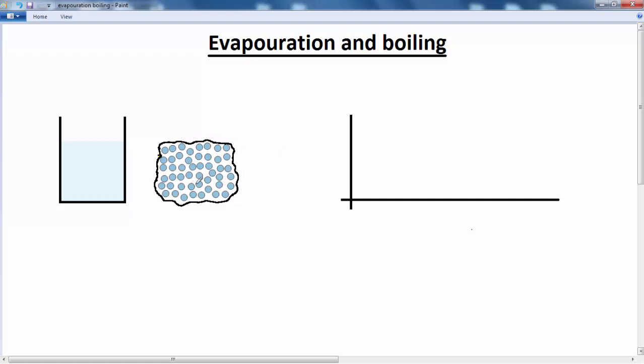So what we need to do is have a look at the distribution of the different energies and velocities of these particles. So we're going to have a look at a graph of this. Along the bottom we'll write kinetic energy, and on the vertical axis we'll put the number of particles. If we look at the distribution of kinetic energies within this liquid, there'll be some particles which have low kinetic energy, others which are moving with much more kinetic energy, and we'll have a distribution that looks something like this.